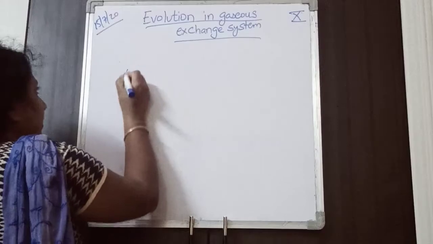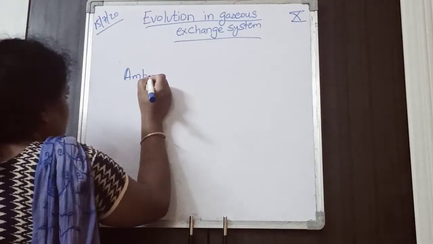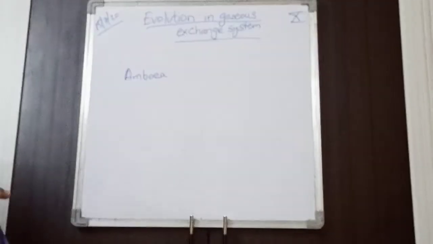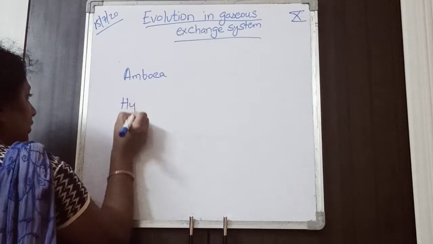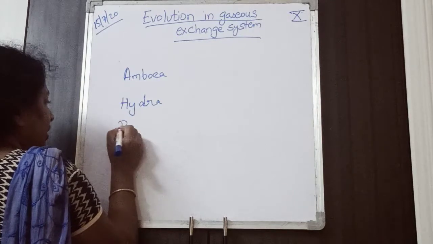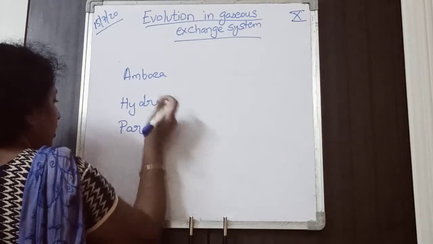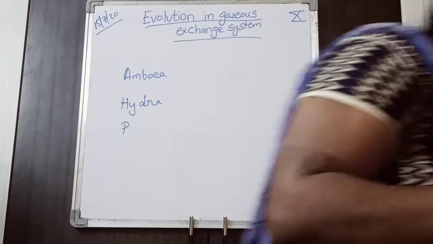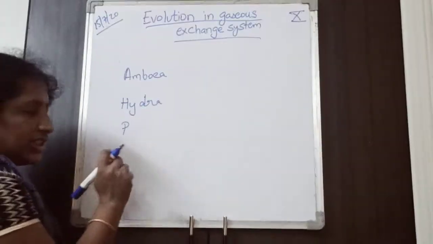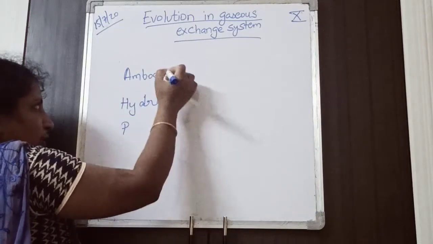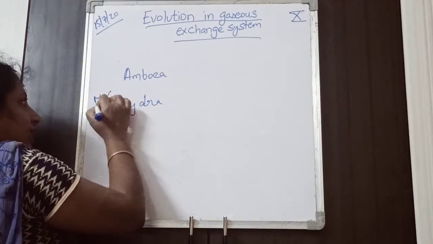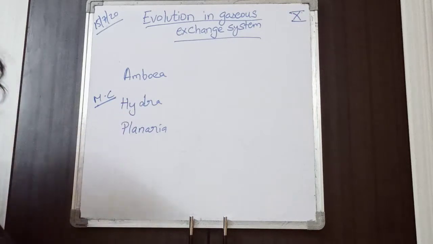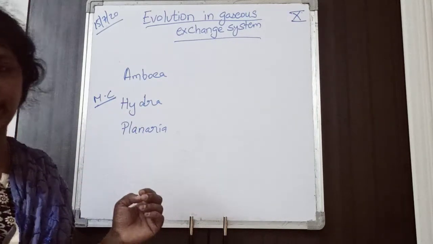If you see simple amoeba, this is unicellular. Even the simple multicellular organisms like Hydra and Planaria. Paramecium is unicellular. So amoeba is a unicellular organism and these are multicellular. I will write like this, multicellular: Hydra, Planaria. These are simple multicellular organisms.